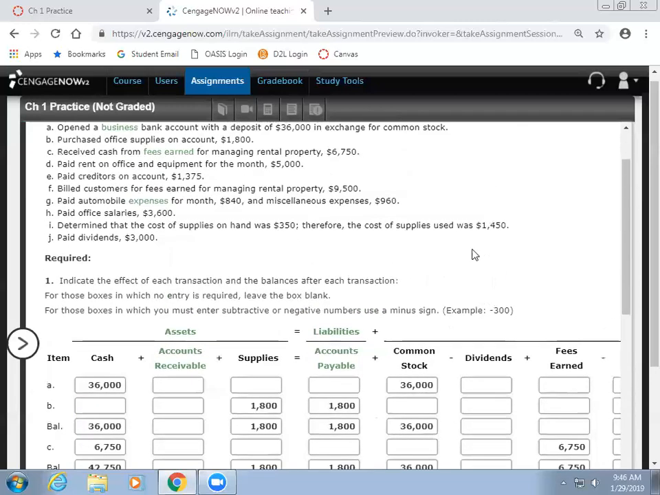Okay. Item D, we paid rent on office and equipment for the month of $5,000. So if we paid rent, what accounts are being affected there? It's not supplies on this one. Cash, right? Because we paid. Anytime we see the word paid, that's a good idea that cash is doing what? Is it increasing or decreasing? Decreasing, perfect. So we know cash is decreasing. And what did we do with that cash?